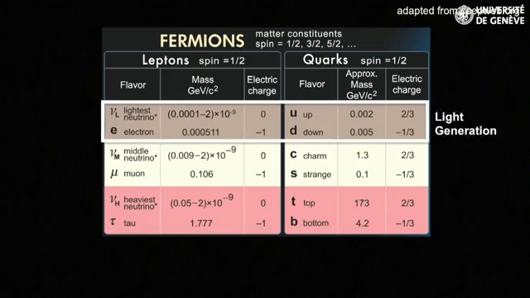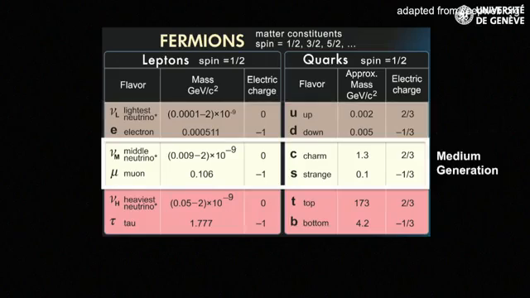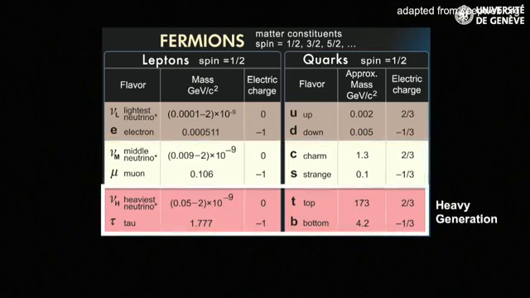In the first generation, we find the familiar electron, the light neutrino nu L, the quarks up and down, U and D. These are the constituents of the ordinary matter around us today. The second generation has the muon mu, the medium mass neutrino nu M, the charm quark and the strange quark, C and S. And finally, in the third generation, we find the tau lepton, the heavy neutrino nu H, the top and bottom quarks, T and B. There is a quantum number which is called flavor, which distinguishes between the generations inside each family. It is conserved by all interactions except the weak interactions.